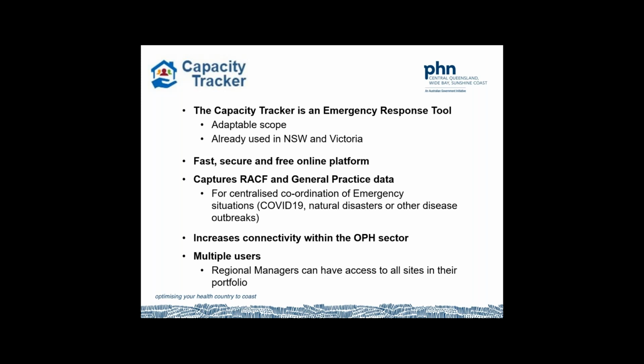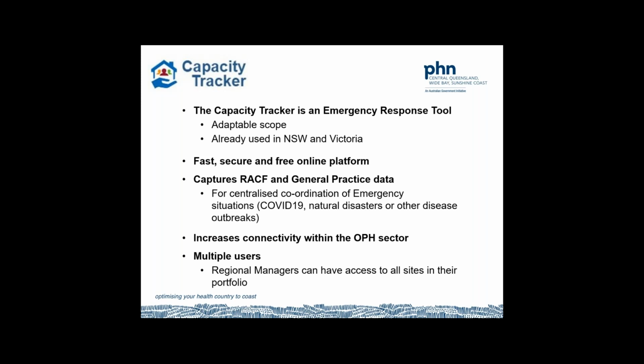So the capacity tracker was primarily built as an emergency response tool. As I noted, it has an adaptable scope, so we can adapt it for the Australian context and for the needs of our local residential aged care facilities. We can also adapt it for outbreaks as they come around, like the COVID situation that we've seen, and it is already in use in a number of PHNs throughout New South Wales and Victoria.